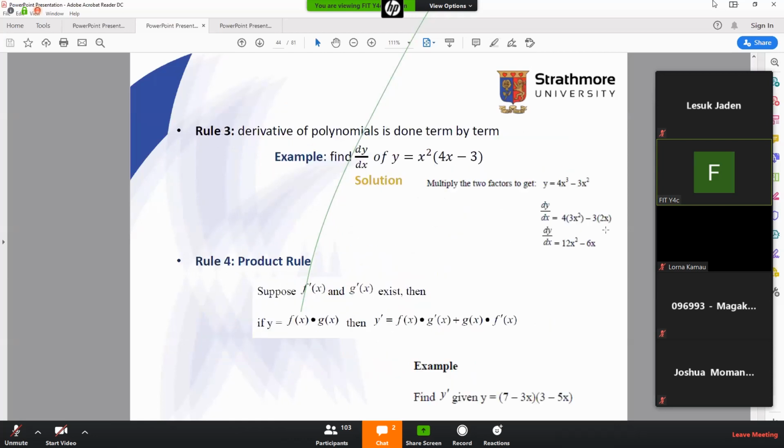Okay, fine. Rule number 3. So differentiate this function x squared into 4x minus 3. Okay, you can open the brackets. So 4x cubed minus 3x squared, this is a polynomial function.